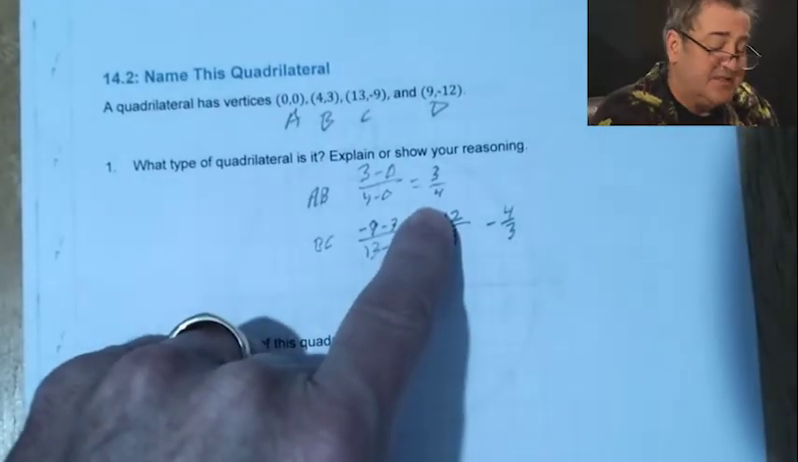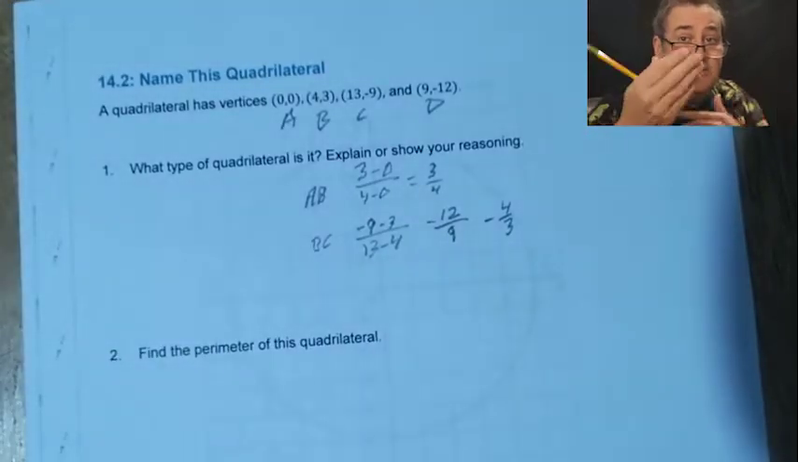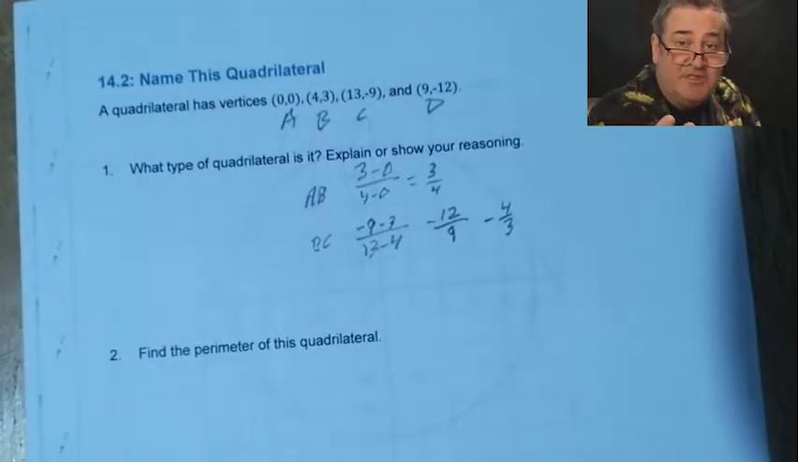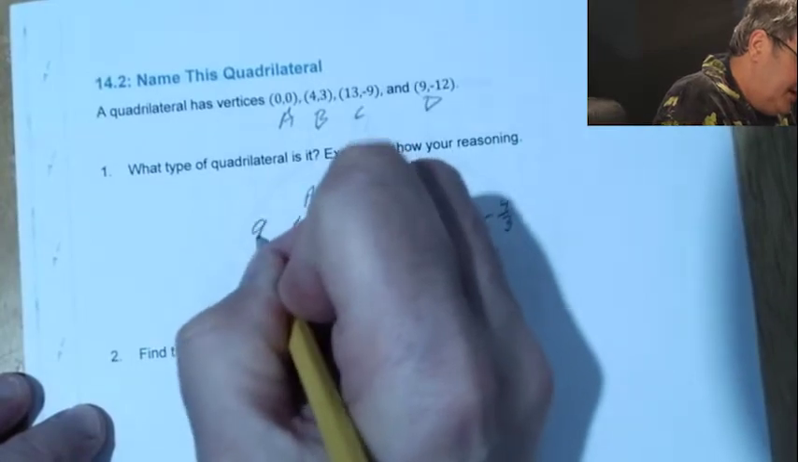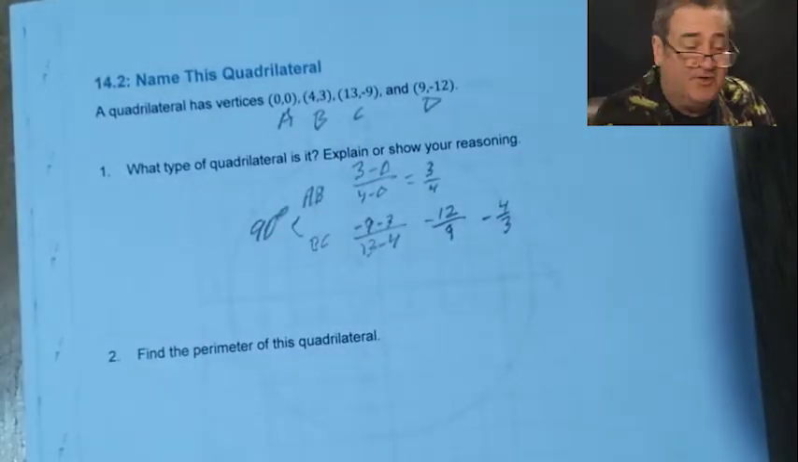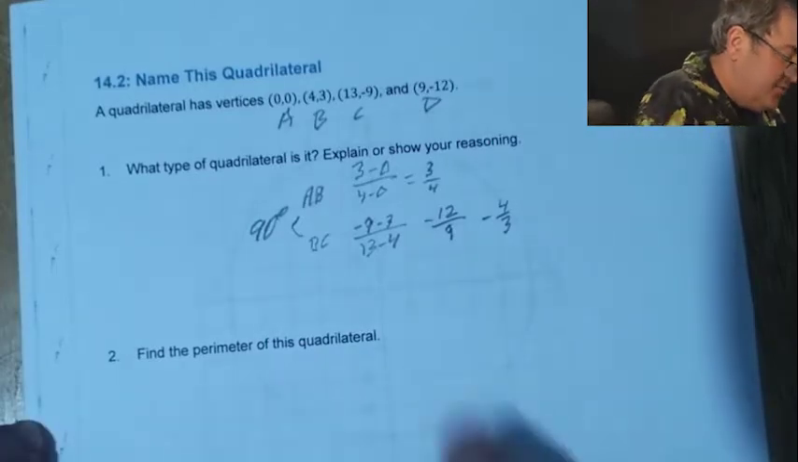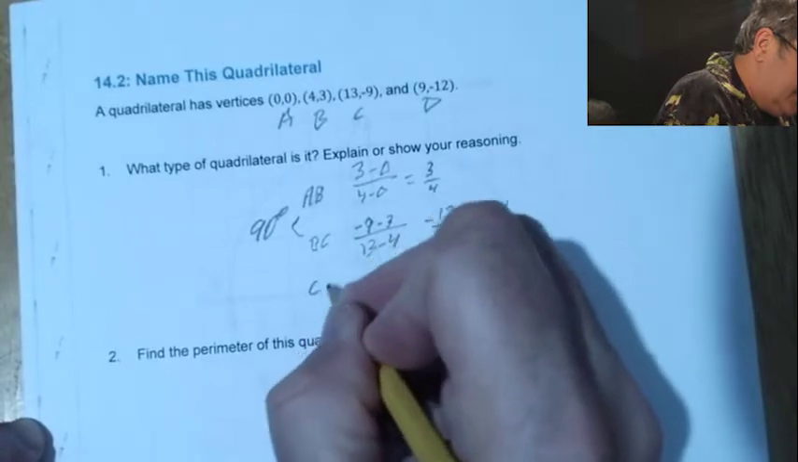If the slope of this one is 3/4 and this one's -4/3, those are opposite reciprocals. One's positive, one's negative. One's 3/4, the other one's 4/3. Opposite reciprocals. That means a 90-degree angle. That corner is at a 90-degree angle. So let's check the next corner. BC and CD. We got BC. Let's go look at CD.